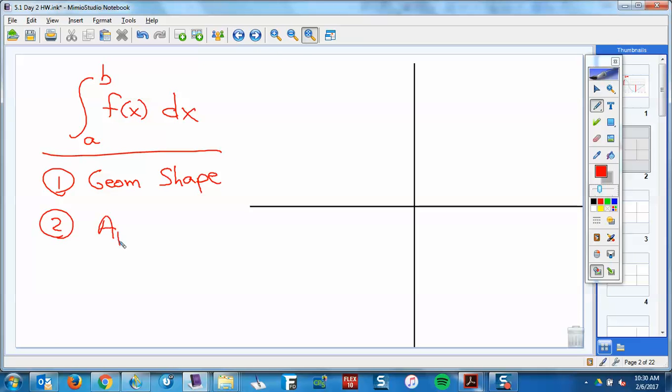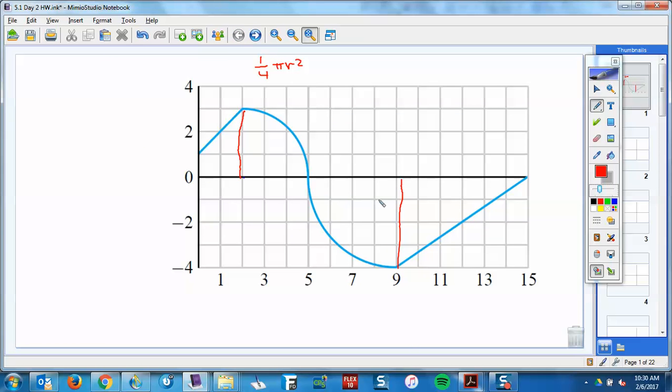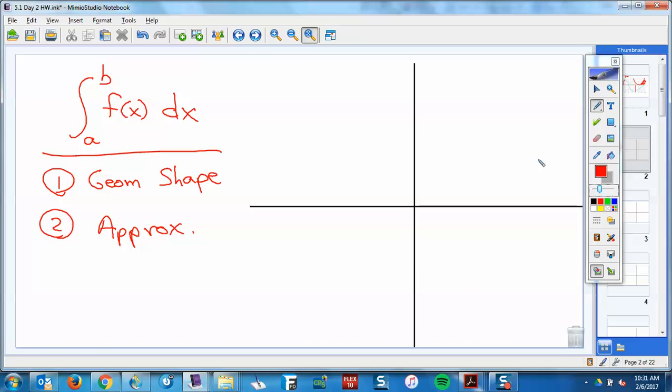Then the other option is just to approximate. Like maybe you just count squares. If we had a parabola here and we wanted to do this area, the best we could do is count those squares, because we don't know how to do the area. That's not a geometric shape. So those are our two options right now. By next Tuesday's quiz, we're going to be able to do better than this. We'll have figured out a way that we can do that. Well, maybe by next Tuesday's quiz, we'll see.